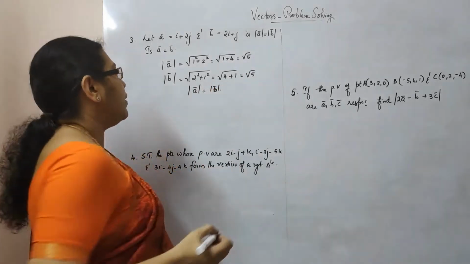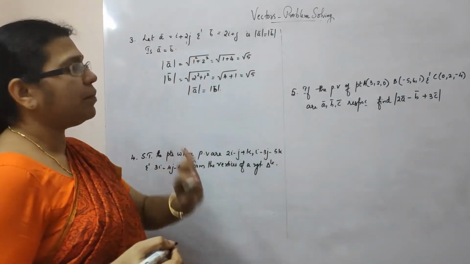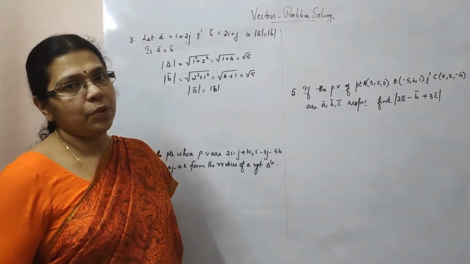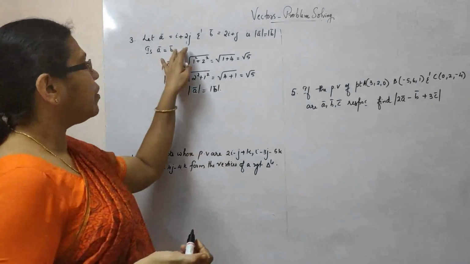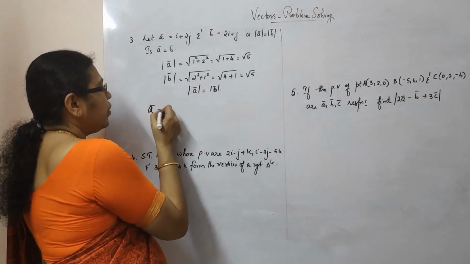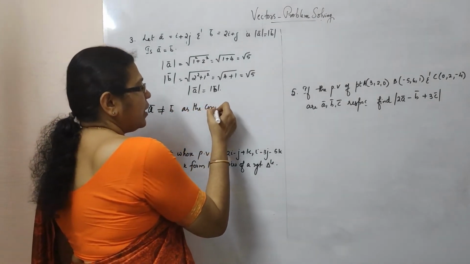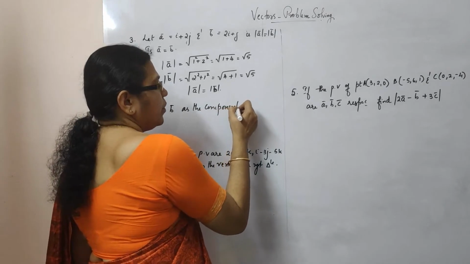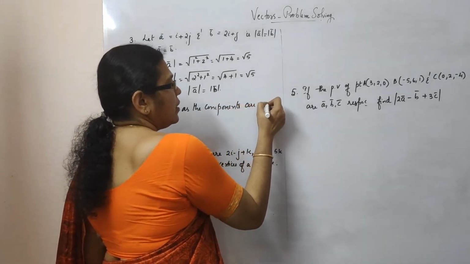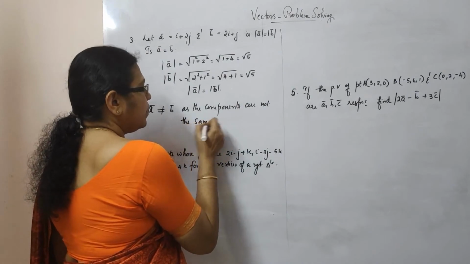Now, is vector A equal to vector B? What can you say? Vector A and vector B, are the components the same? No. Vector A and vector B are not the same, as the components are not the same. Vector A is not equal to vector B as the components are different. Am I clear? Okay.